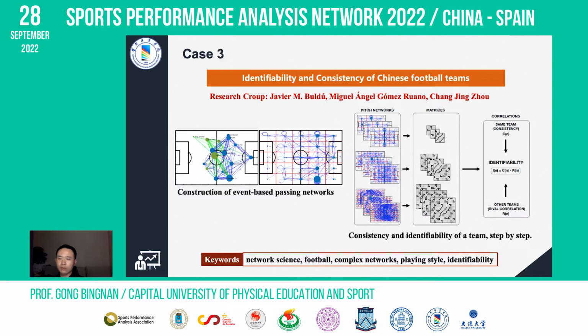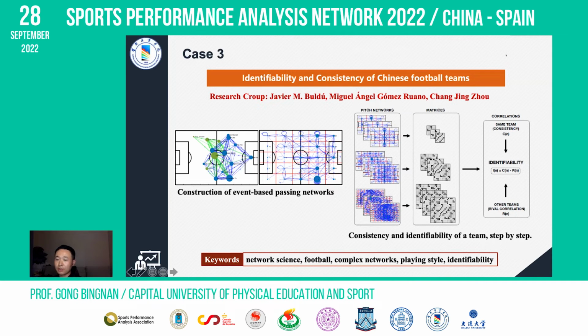About the definition of consistency, for each team it measures how similar the organization of the pitch passing network is during the season. In contrast, we can step further and define a parameter called team identifiability, which comes from neuroscience. We analyze the identifiability, meaning how different the pitch passing networks are from the rest of the teams. So it's different, and we can find these in two figures.